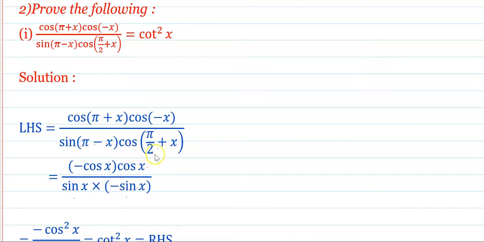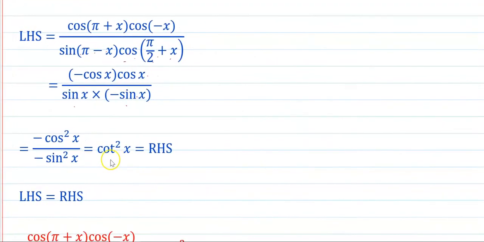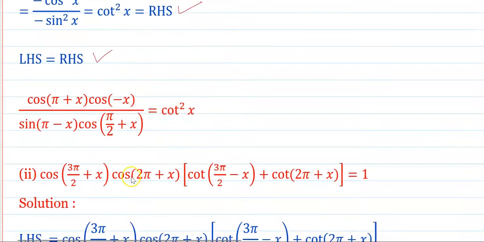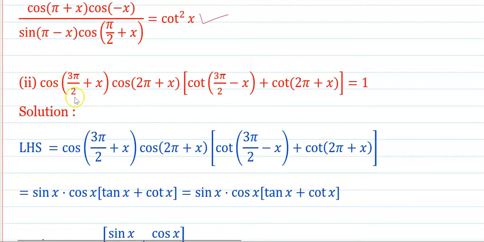Okay. Its sign is decided from the parent function. The sign of cos, but based on what? Based on cos. Okay, it has a minus sign. Now this minus and minus will become plus. Now this is cos square minus sin square, and this minus and minus will become plus, and hence you will get cot square equal to RHS, and hence LHS is equal to RHS, and hence the result is true. Now the next, cos of 3 pi by 2 plus x into cos of 2 pi plus x in bracket cot of 3 pi by 2 minus x plus cot of 2 pi plus x, that equals 1. Now see this here, LHS.